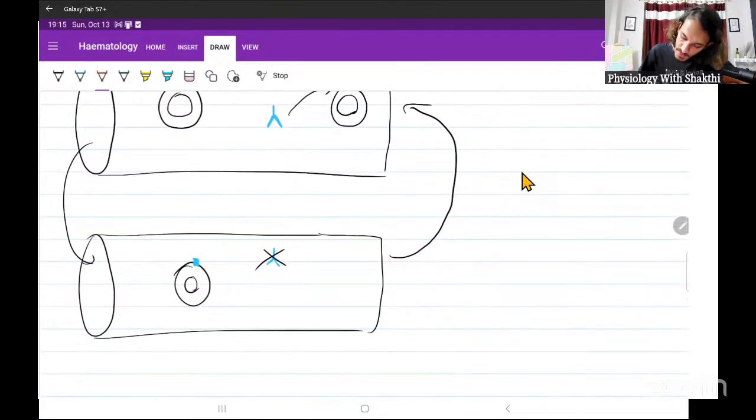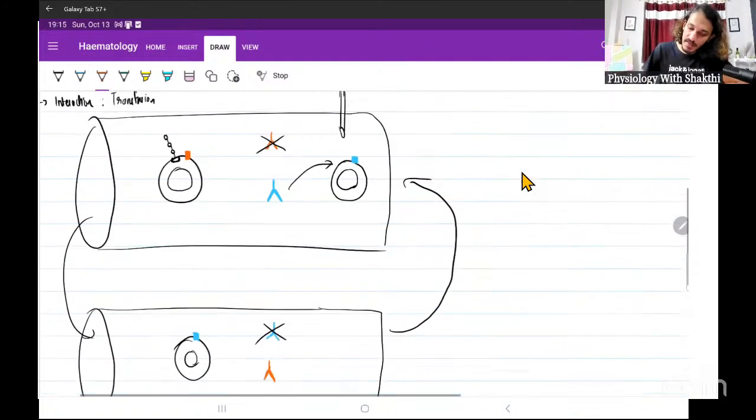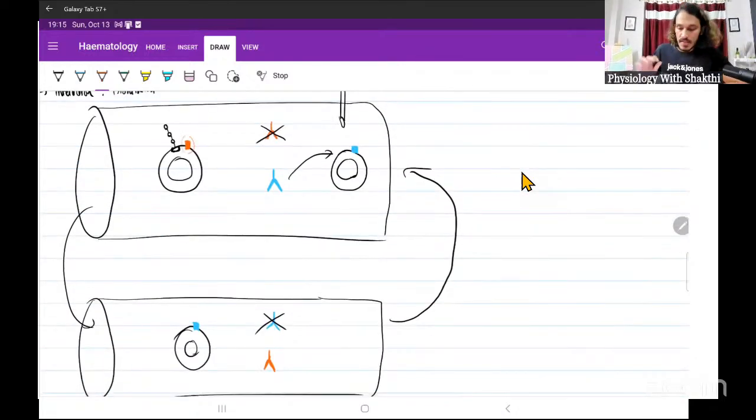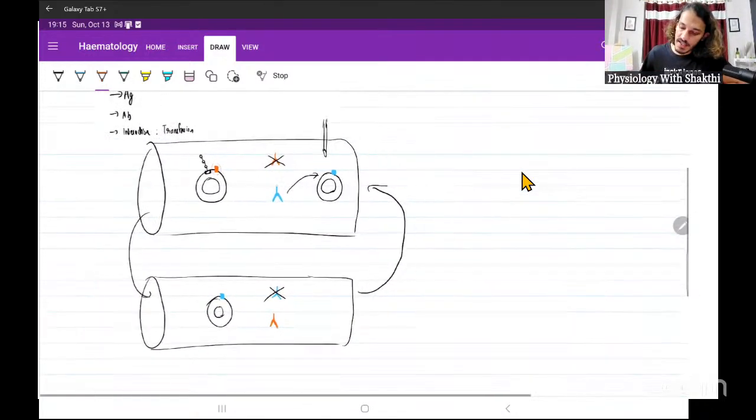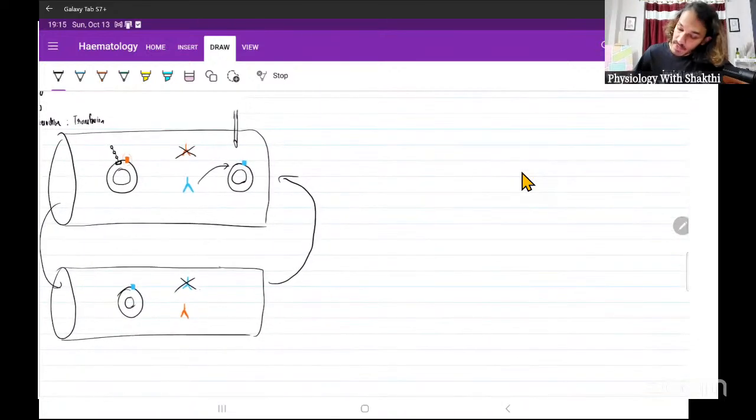Otherwise, this person will have antibodies against this. So this is where we have to understand a terminology, which is called Landsteiner's law. Again, this comes as a short note, Landsteiner's law. Landsteiner, because he was the first person who had discovered the presence of ABO as well as RH blood group system.